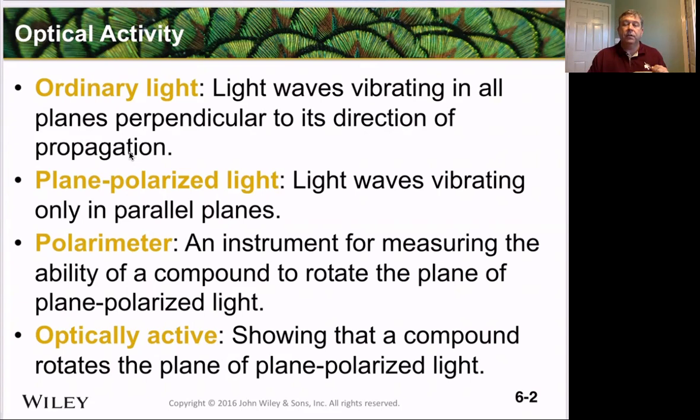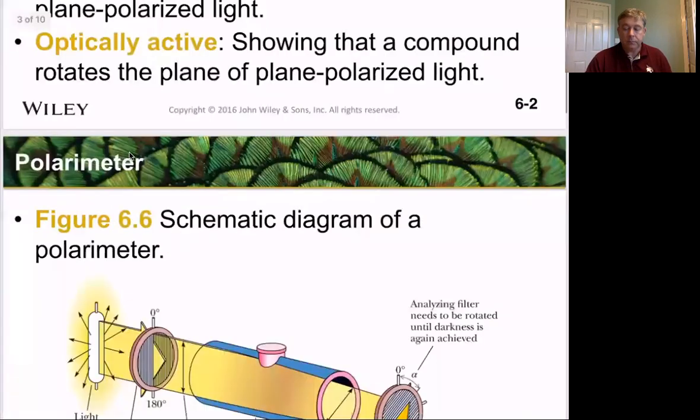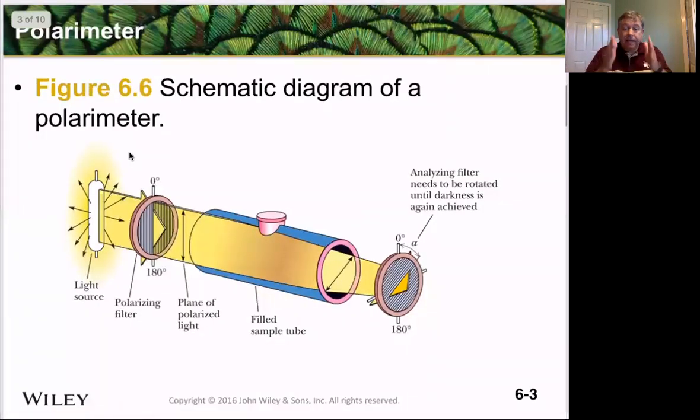So by definition, something that is optically active is a compound that will rotate the light from going in this direction as it comes into the solution to some other plane when it comes out of the solution. If it rotates this light, if it changes this plane, we call that optically active, okay? So we're actually seeing that it has changed the rotation of light.